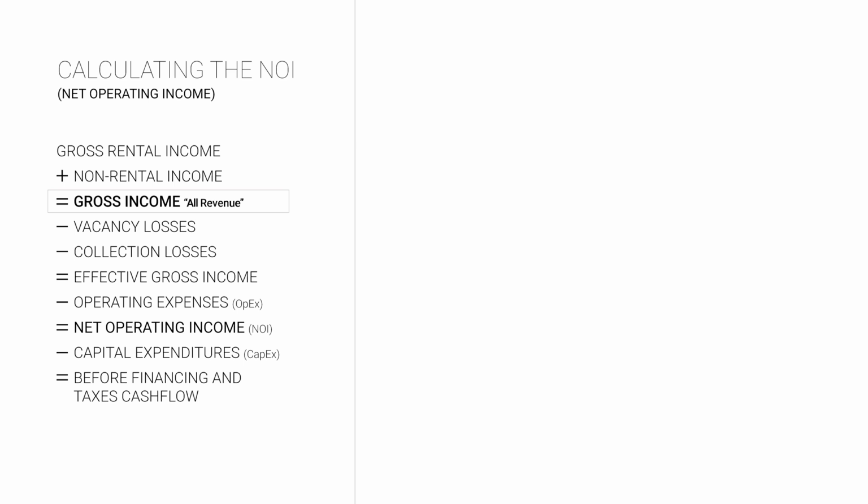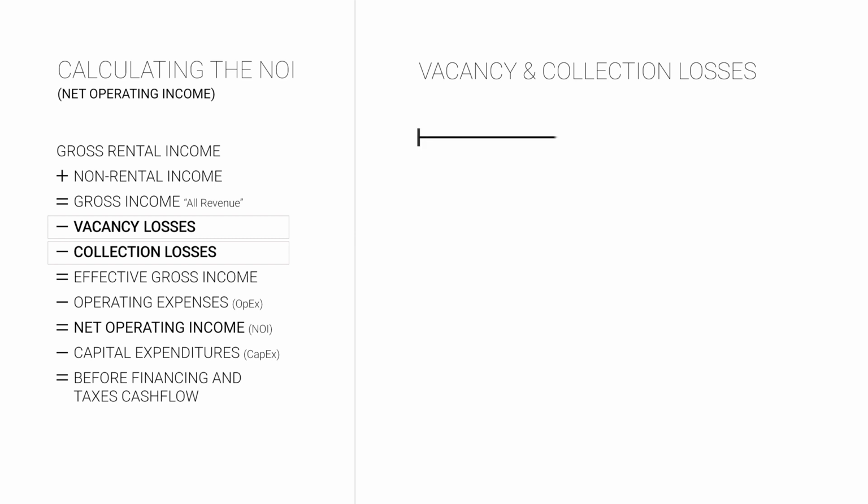Now from the potential gross income, you have to subtract the vacancy and collection losses to get to the effective gross income. If you want to calculate the vacancy and collection losses for the future, you have to make assumptions on how many vacancy and collection losses you will experience throughout your set period of time. This always depends on each individual property and the lease agreements in place.